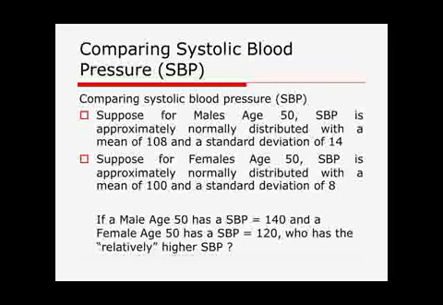So another application that people often use: suppose we wanted to compare blood pressures. Suppose for men age 50, blood pressure is approximately normally distributed with a mean of 108 and a standard deviation of 14. Suppose for women of the same age, blood pressure is approximately normally distributed with a mean of 100 and a standard deviation of 8. If a male has a blood pressure of 140 and a female has a blood pressure of 120, who has the higher blood pressure? What I'm asking is, is a 140 for a man worse than a 120 for a woman? And how would you know?